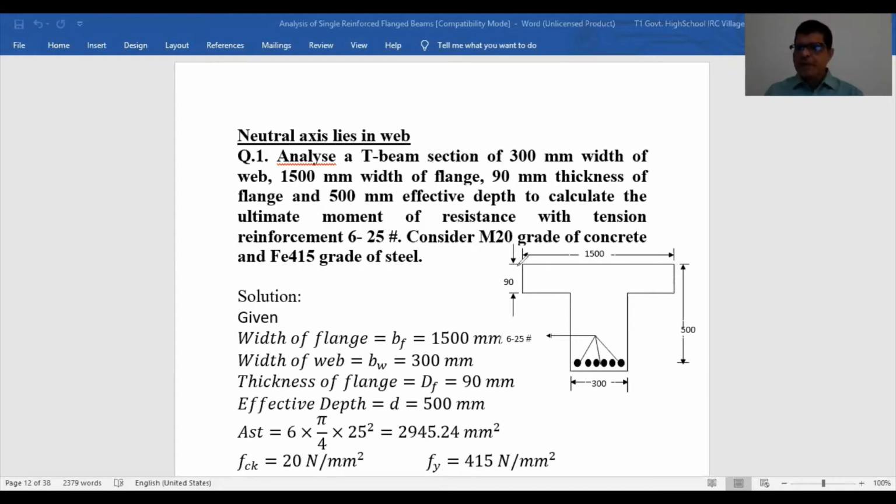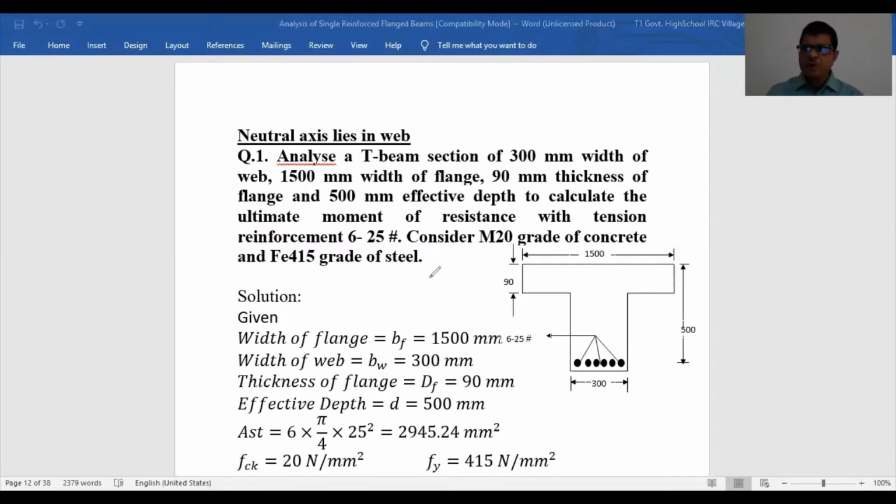Now we have seen the four cases given in the code for the moment of resistance. One is Df by xu greater than 0.43, and Df by xu less than 0.43, to find out the moment of resistance of under reinforced sections. And also, if it is a balanced section or an over reinforced section, then you can find out this limiting moment by considering Df by d less than 0.2 or Df by d greater than 0.2.